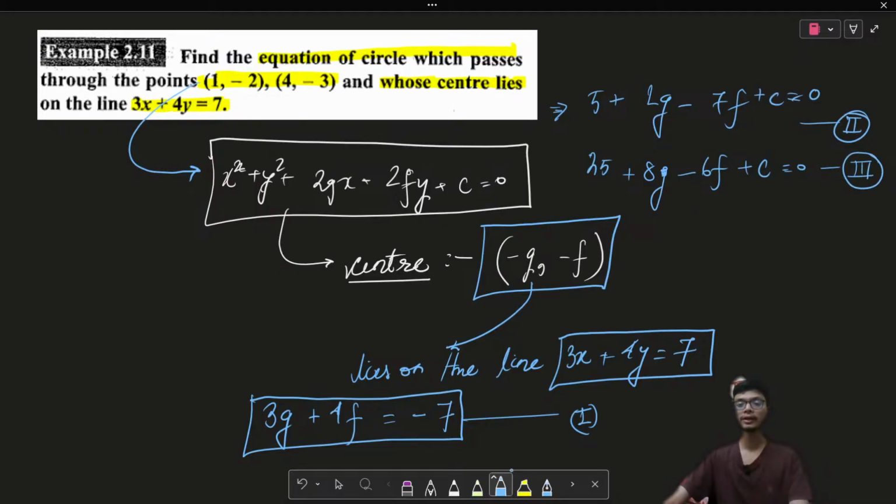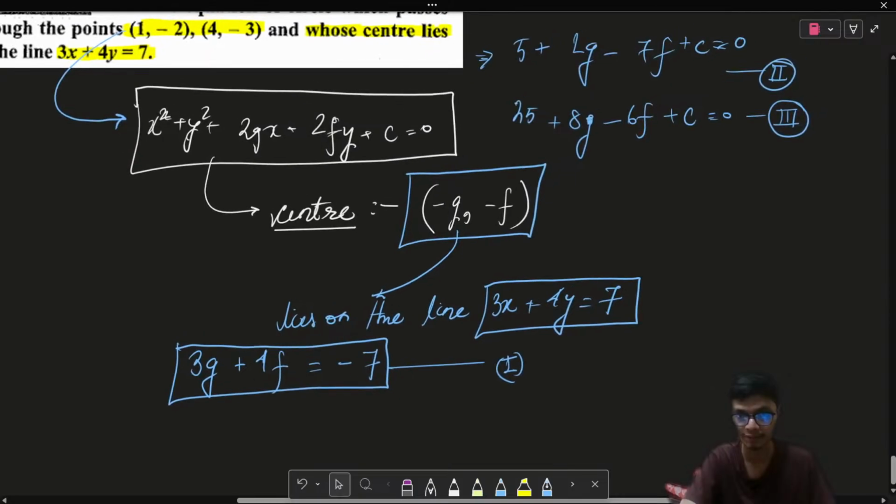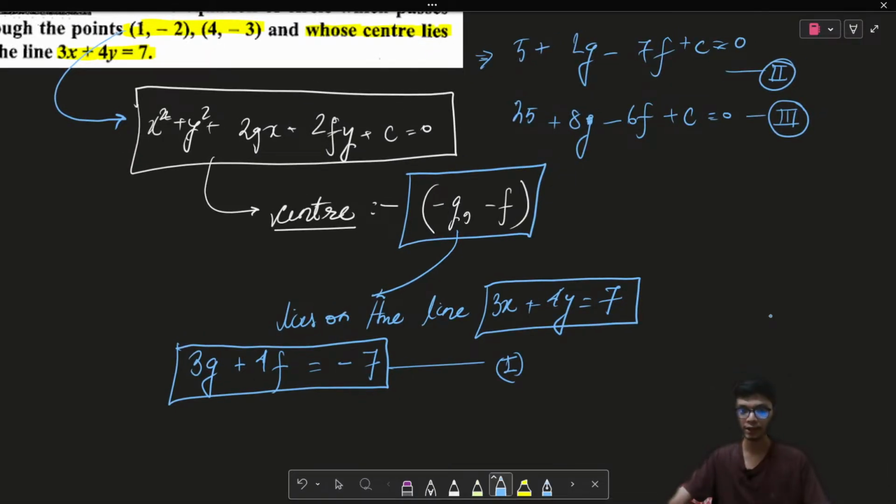So you can see over here that we obtained three linear equations, which you can easily solve to obtain the three unknowns, right? Please try to solve these three linear equations, which you have already studied, by something called Cramer's rule, right? Please try to apply that and find the required values of g, f and c, and from there we can formulate the equation of the circle. Please try to solve it and let me know the answer you are getting.